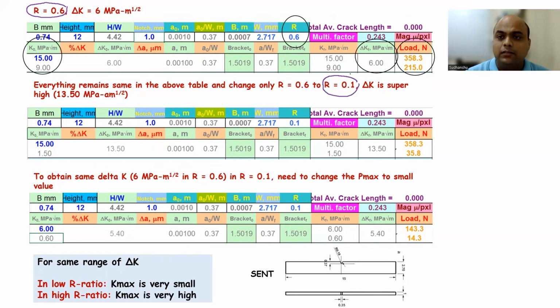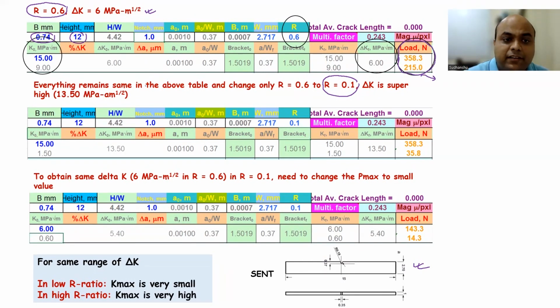Here. Okay. And I have the table which shows some calculations. You are doing a fatigue test on, say, SENT specimen. I've shown at the bottom. Okay, specimen dimensions are very small, 12.74, etc. Okay, B is your thickness. Okay, height is 12. Anyway, so for delta K of 6 MPa root meter, we can note down the load requirement on the right side. If you see, it is 358.3 is the maximum load and 215 is the minimum load.